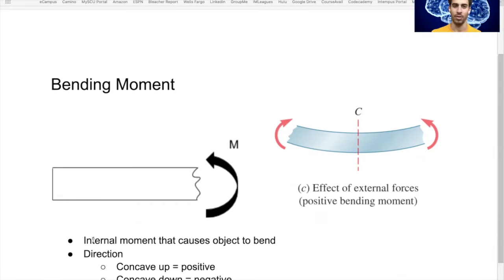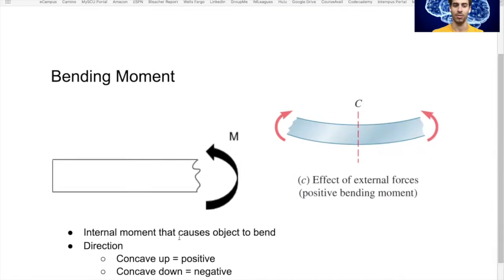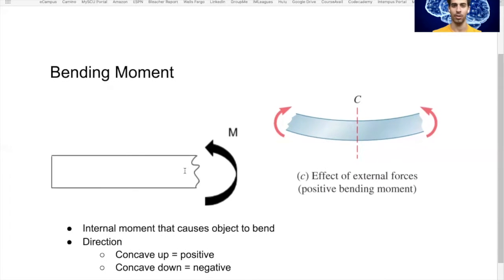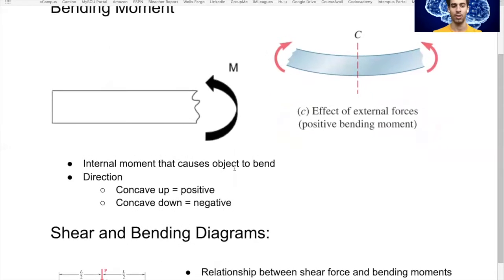And then we have bending moment, which, as the name implies, causes a beam to bend. The official definition is the internal moment that causes an object to bend. The best way to think about the direction is that when the moment causes a beam to be concave up, it is positive, and when the beam is concave down, there's a negative bending moment. So here's another diagram. This will be a positive bending moment right here because this is the left side of a beam, and if you think about how it would rotate or bend, this would cause it to bend upward, concave up. So this makes it positive.